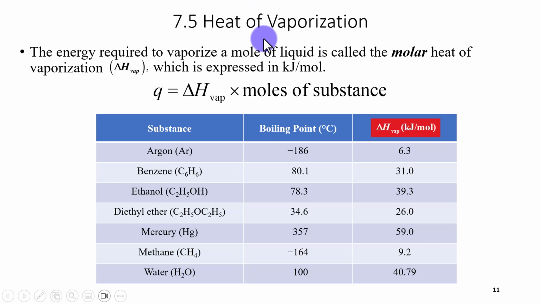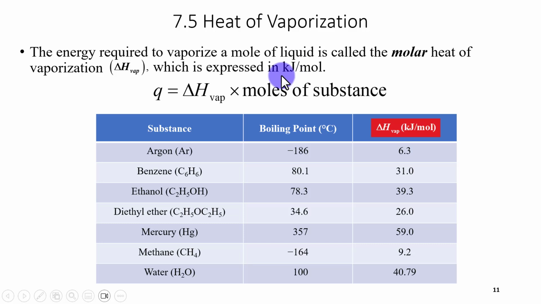When we calculate heat of vaporization, just like heat of fusion, this is the energy that is required to vaporize a mole of liquid, meaning if I take a mole of liquid and I move a mole of those molecules into the gaseous phase, vaporize them, so make them vapor, that energy that is required to do that is the molar heat of vaporization, or delta H vap for vaporization. It's also expressed in kilojoules per mole.